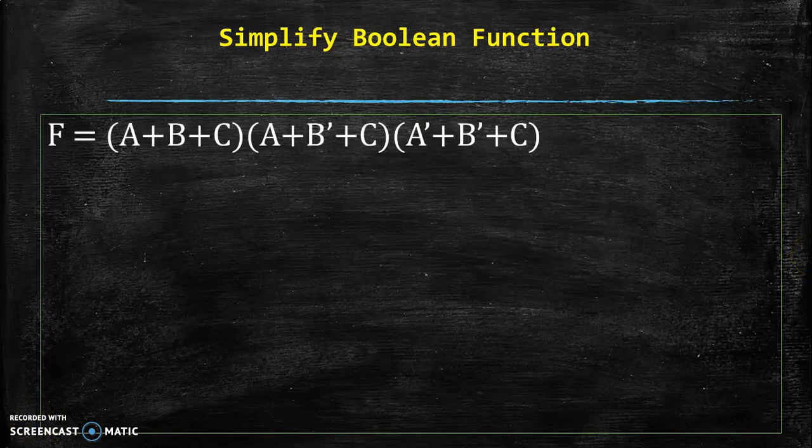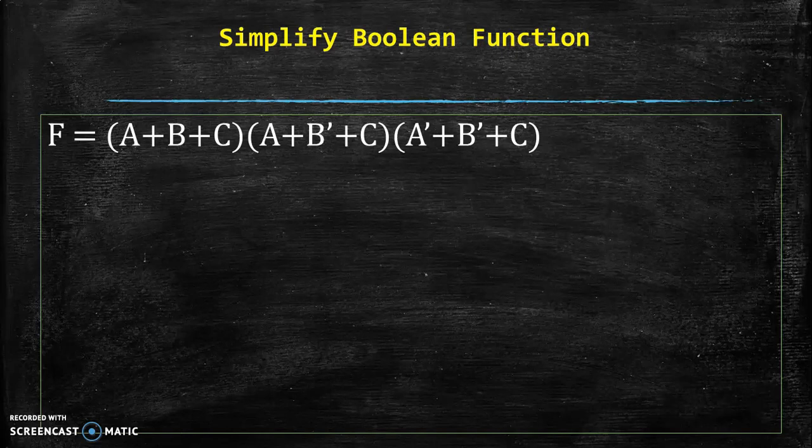Suppose we have been given one POS type of Boolean function. The function is given as A plus B plus C, dot, A plus B bar plus C, dot, A bar plus B bar plus C. First we have to check whether the given POS is a standard POS or not. We can see that it is a canonical or standard type of POS because in all sum terms we have literals of all the variables ABC.